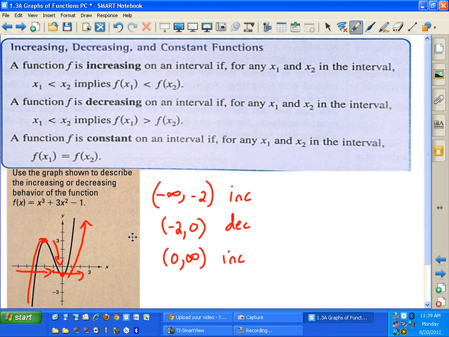And so that's increasing and decreasing. If you have any questions about this, please come to class prepared to ask them.